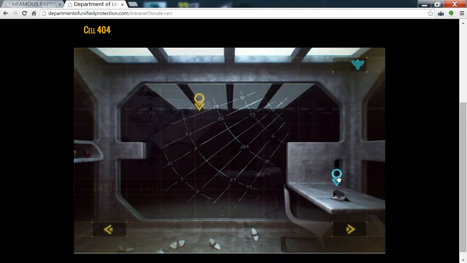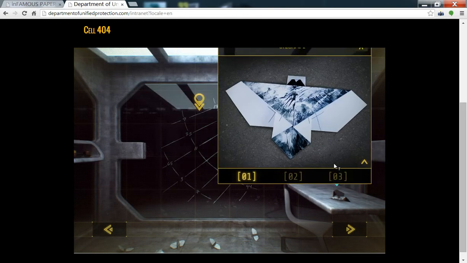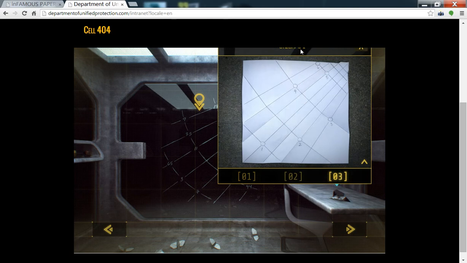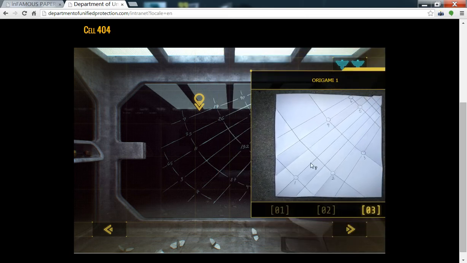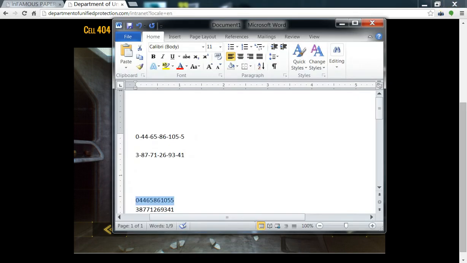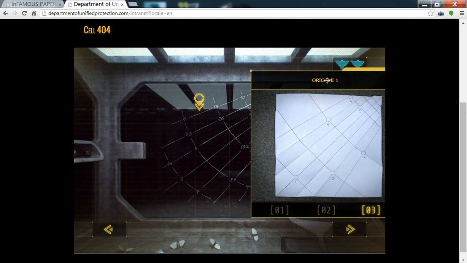Once again, we do the same thing for this one. This origami is right here for origami number 1, and we do the same thing. We match them up. So the one for me, if you look at the spot, it'll be the same as this right here, which is 3, and then we just do it for the second part.